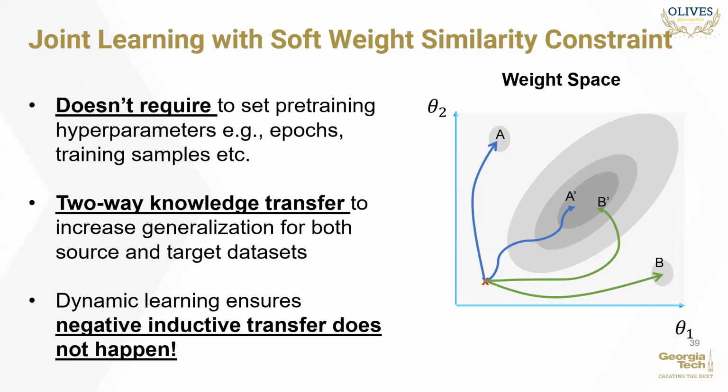Lastly, negative inductive transfer does not happen. If you have two very different data sets and you were to perform transfer learning in the conventional fashion, you would probably end up degrading performance on the target data set. But in this case, because the networks have room to find different solutions, you wouldn't have that negative inductive transfer, which would otherwise happen because sharing information from two very different sources would have a negative impact on the optimization function.